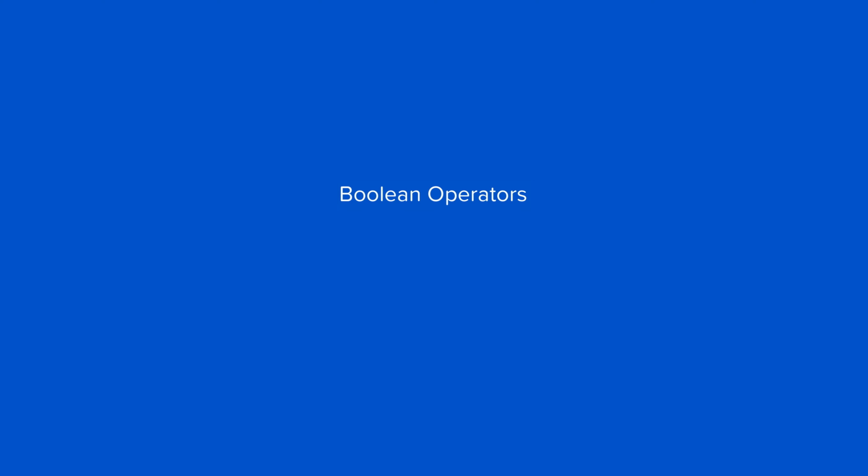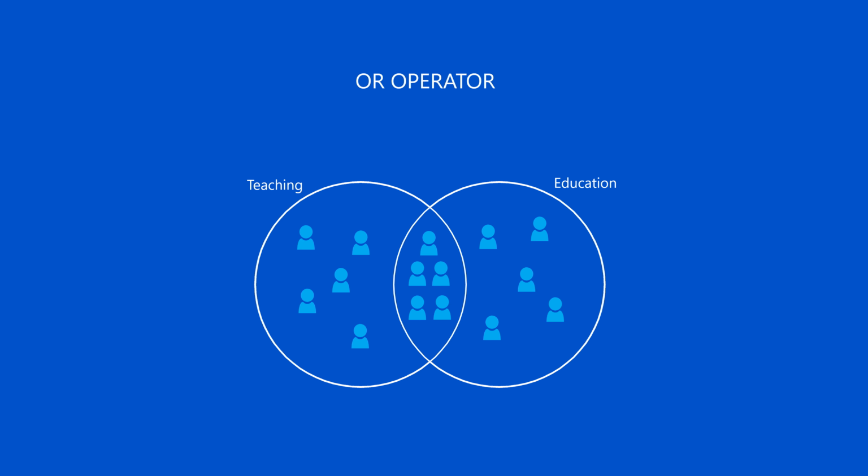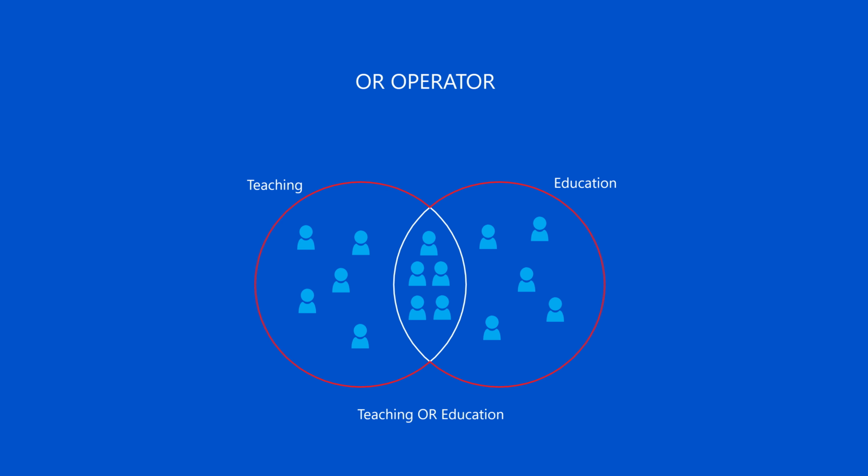Boolean operators are the foundation of the Boolean search. These are the words that you use to connect your search terms. The most common Boolean operators are OR, AND, and NOT. The OR operator will retrieve results that contain at least one term. It broadens your search so that you can get more results. It's great for using synonyms such as teaching or education. Here it would retrieve all the candidates that contain education and all the candidates that contain teaching.